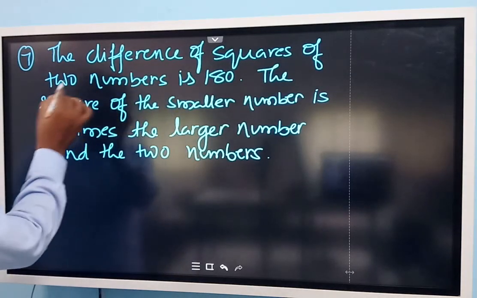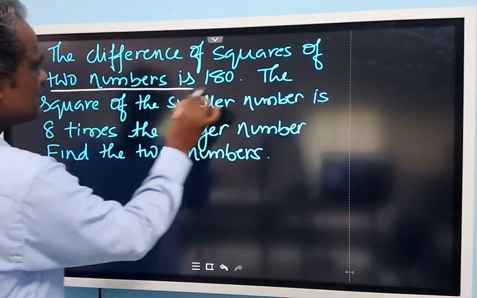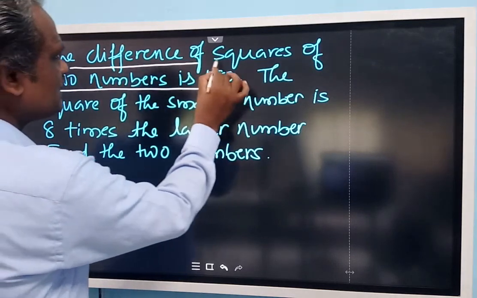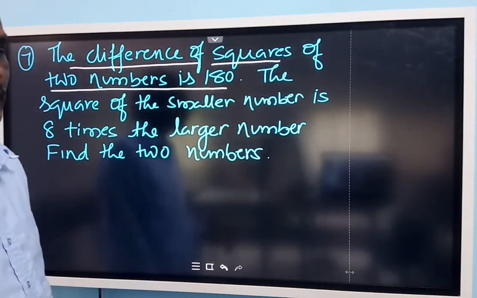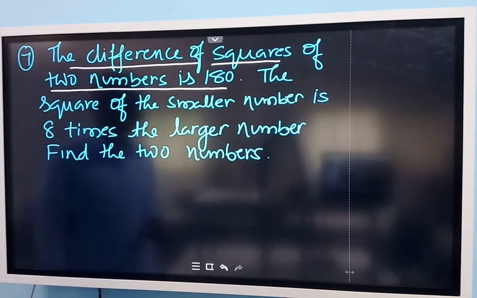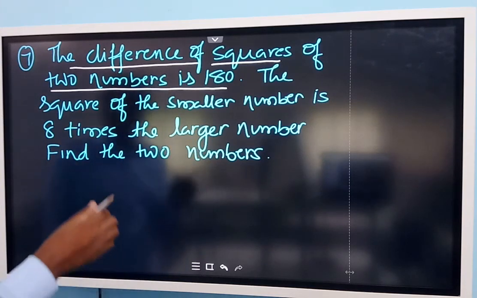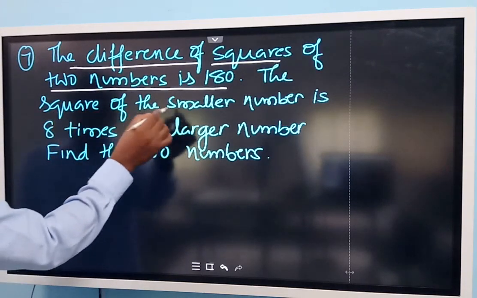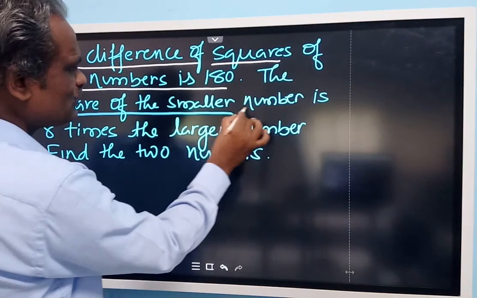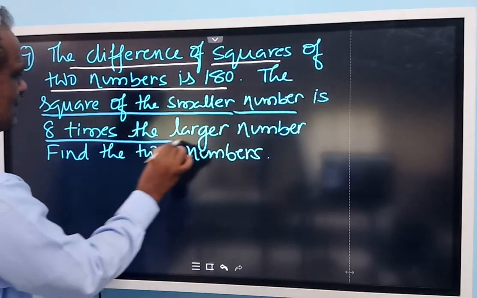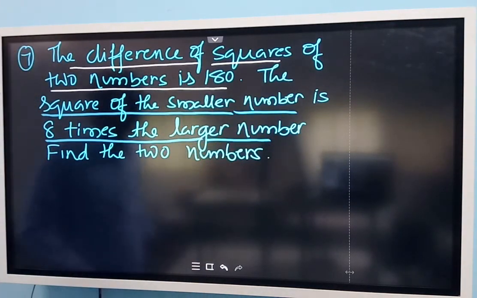The difference of squares of two numbers is 180. Look at this, two numbers are there. You have to take the square of those numbers, and the difference of the squares is given as 180. And another thing is given: the square of the smaller number is 8 times the larger number.